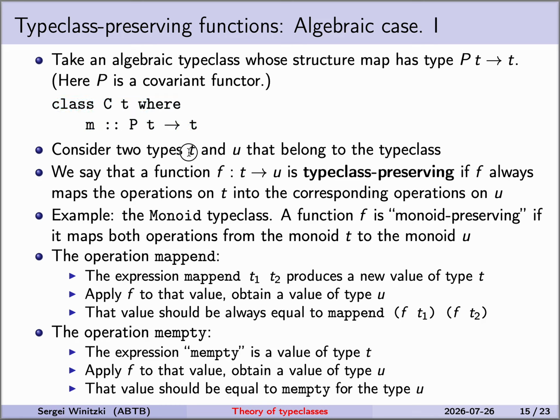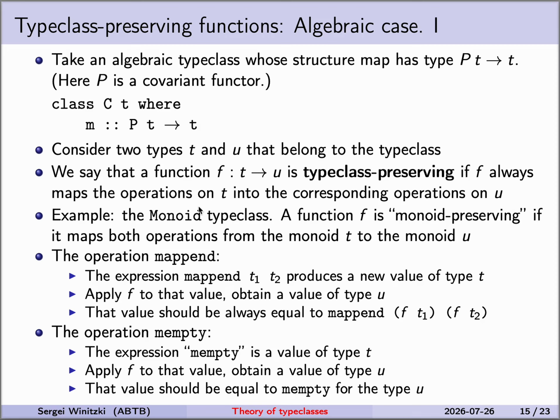So consider that you have maybe T and U, two types that belong to this type class. So a function between T and U, a function of this type, is called type class preserving if, roughly speaking, the operations on T in the type class are always mapped into the corresponding operations on U. Now this is the intuition.